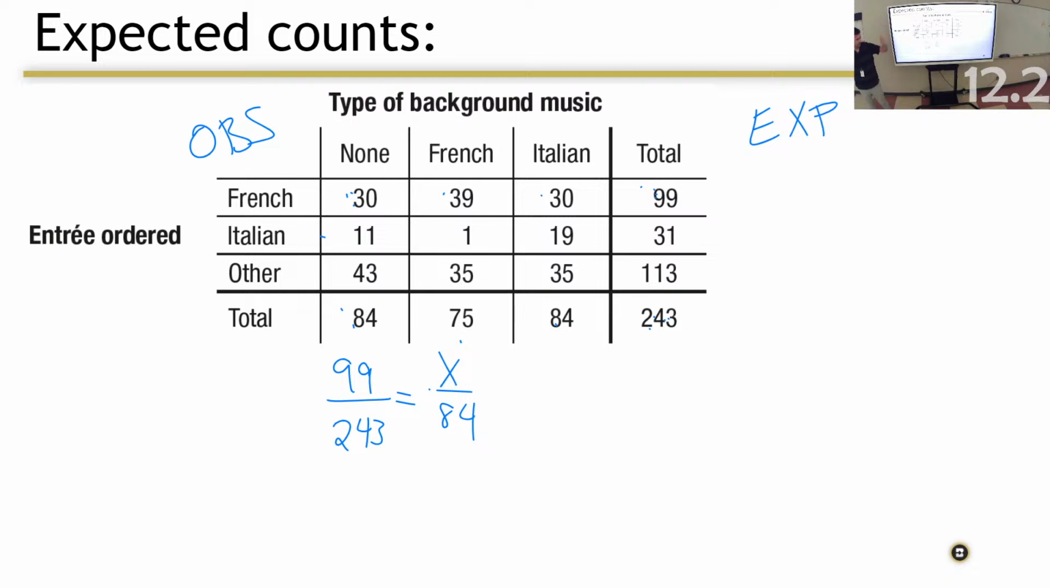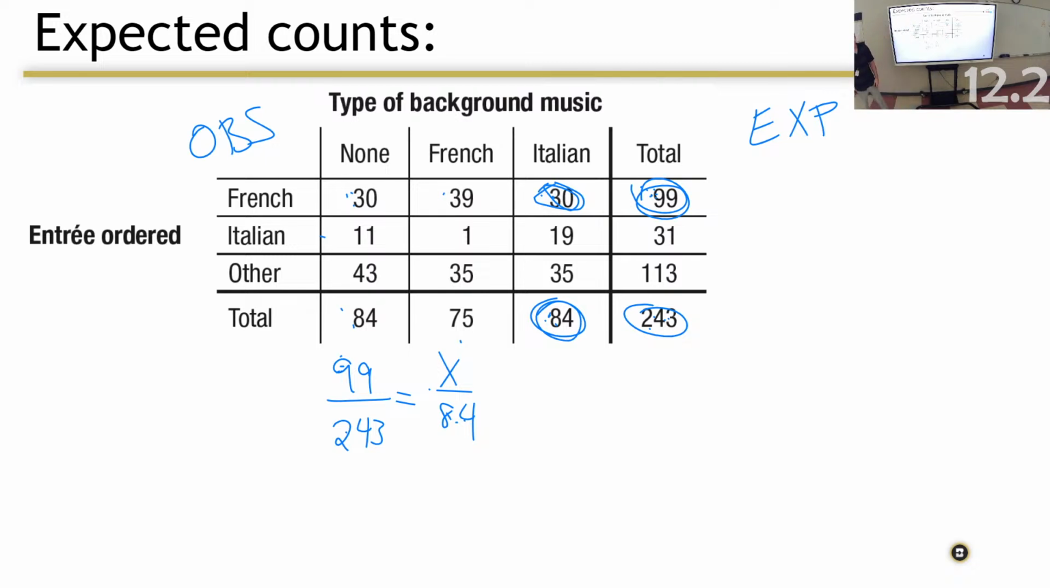They're all different. Well, to get this value here, the expected counts, you're going to cross multiply and divide by 243. Cross multiply means you're just multiplying this 84 and the 99. So I'm going to multiply those two numbers together, and then divide it by that. Whatever that number is, that's what I should expect to be there.